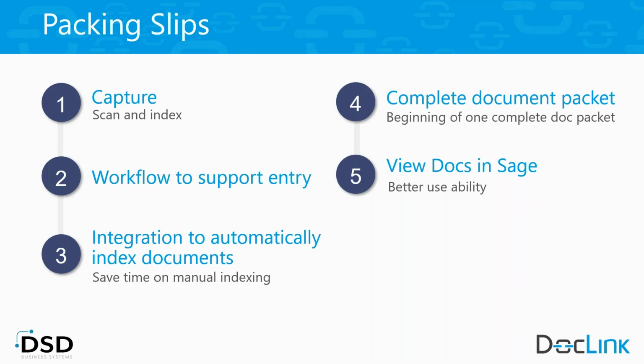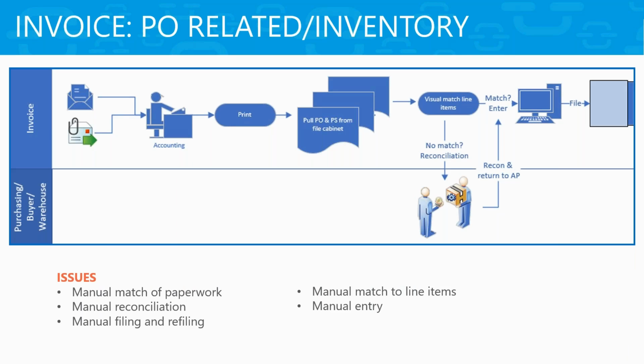You're saving time because it's using that transactional data to help provide meaning or index that document. It's yet one more document as a document packet, right? And you're able to view these documents right from within Sage. So we're kind of building our electronic document packet here.